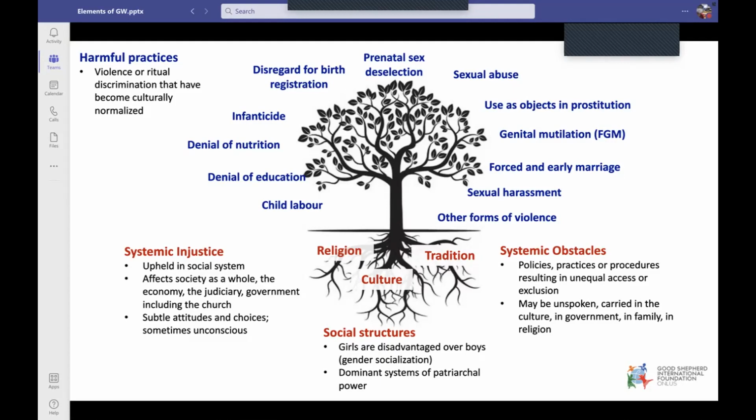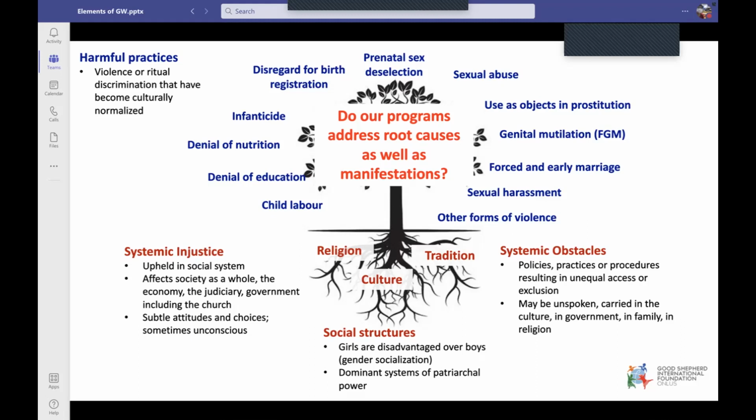The thing is, when you're analyzing the project that you're running and the community that you're working with, you need to be very critical to first identify the problem that you are addressing, and then look at the root causes and the manifestations. The question we ask ourselves is, do our programs, projects and activities address root causes as well as manifestations? So when we are looking at a rights-based approach, it doesn't mean that we only address root causes and only do advocacy or awareness campaigns. We also need to address the manifestations, which are up here in the leaves of the tree.